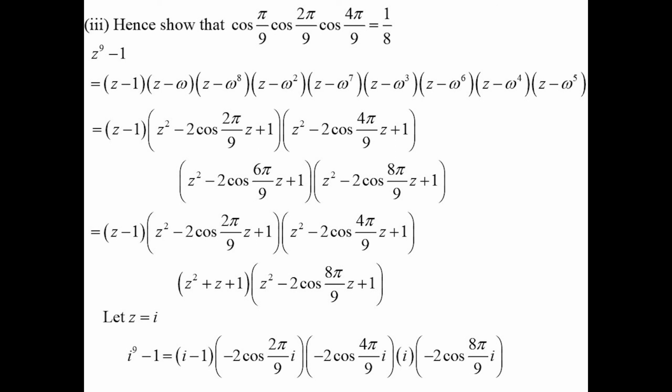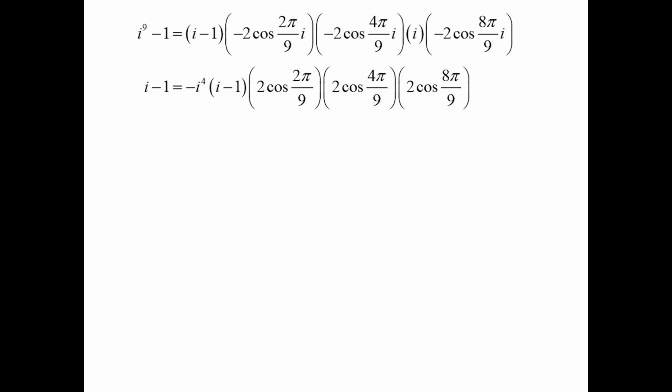So if I sub that in, the left-hand side becomes i to the power of 9 minus 1, and we're left with i minus 1, minus 2 cos 2 pi on 9 i, minus 2 cos 4 pi on 9 i. The z squared plus z plus 1 just becomes i. And then our last one is minus 2 cos 8 pi on 9 i. Well, i to the power of 9. What's i to the power of 9? i. So the left-hand side is i minus 1, which will divide with the i minus 1.